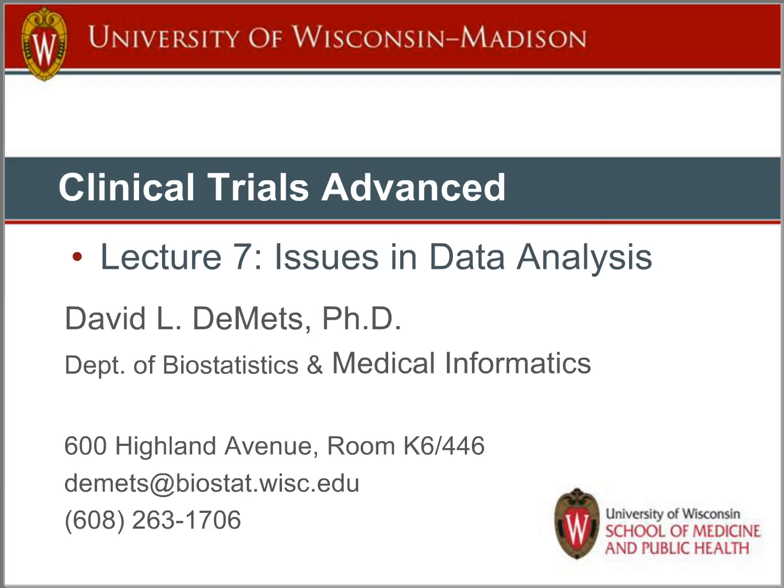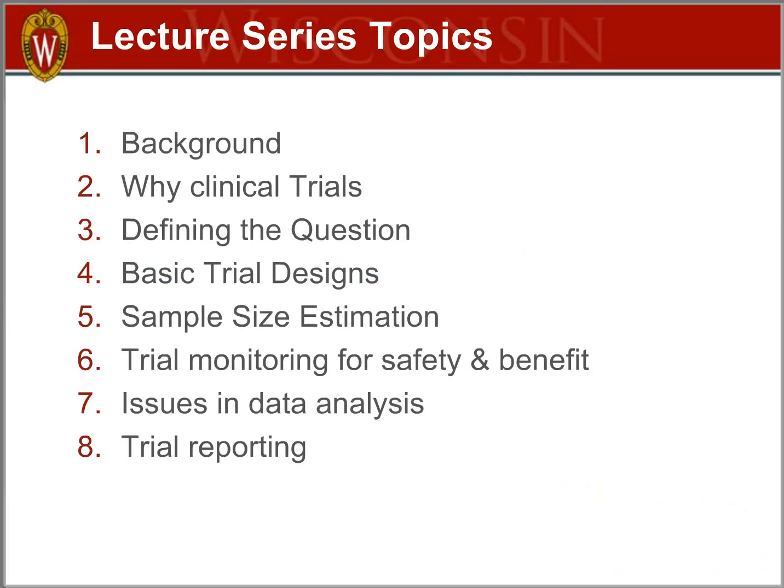So this is lecture 7 in a series of 8. We've been examining over the past 6 lectures issues that are important in the design, conduct, and analysis of clinical trials. We started out by talking about why we do clinical trials in the first place, the challenges of questions and the measurements we use to answer those questions, some basic trial designs, how you decide how large a trial should be, and last time we examined in some detail how trials are monitored for safety and benefit.